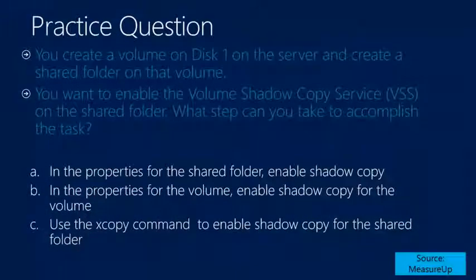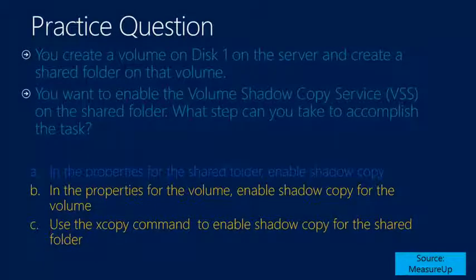Practice question. I'll just read it real quick. You create a volume on disk 1 in the server and create a shared folder on that volume. You want to enable the Volume Shadow Copy service on the shared folder. What steps can you take to accomplish it? It's not going to be the first one. I'm just going to go ahead and give it to you. In the properties for the shared folder, enable shadow copy? You won't be able to do that on that folder, but you can in the properties for the volume. It's not the second one. This is a typo. That's actually the middle one. So in the properties for the volume, enable shadow copy for the volume.